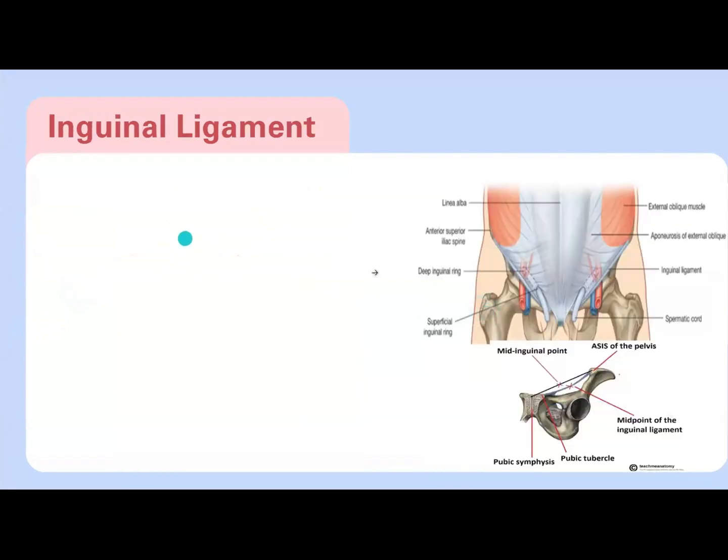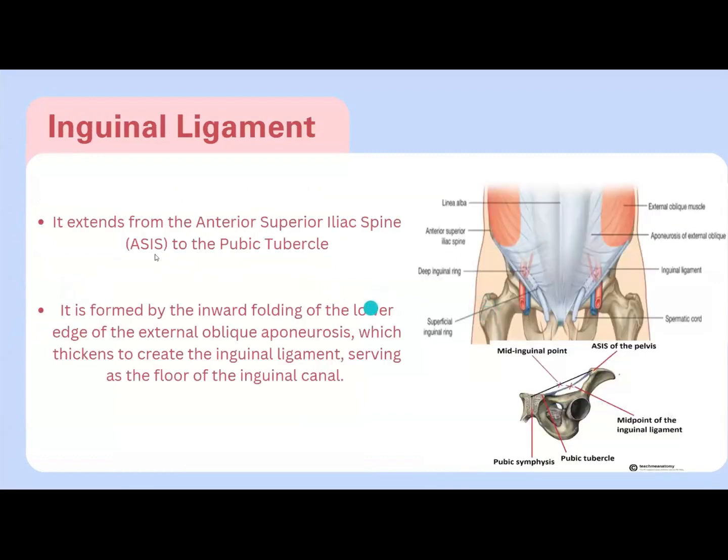Okay. So the inguinal ligament. The inguinal ligament extends from the anterior superior iliac spine to the pubic tubercle. So you have the anterior superior iliac spine and the pubic tubercle, not the symphysis, the pubic tubercle. In between them, you're going to find the inguinal ligament. It is formed by the inward folding of the lower edge of the external oblique aponeurosis, which thickens to create the inguinal ligament, serving as the floor of the inguinal canal.